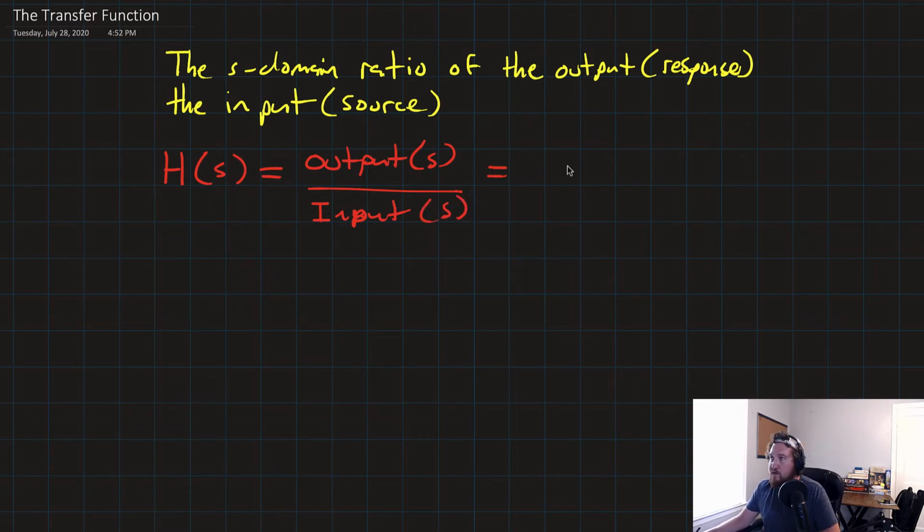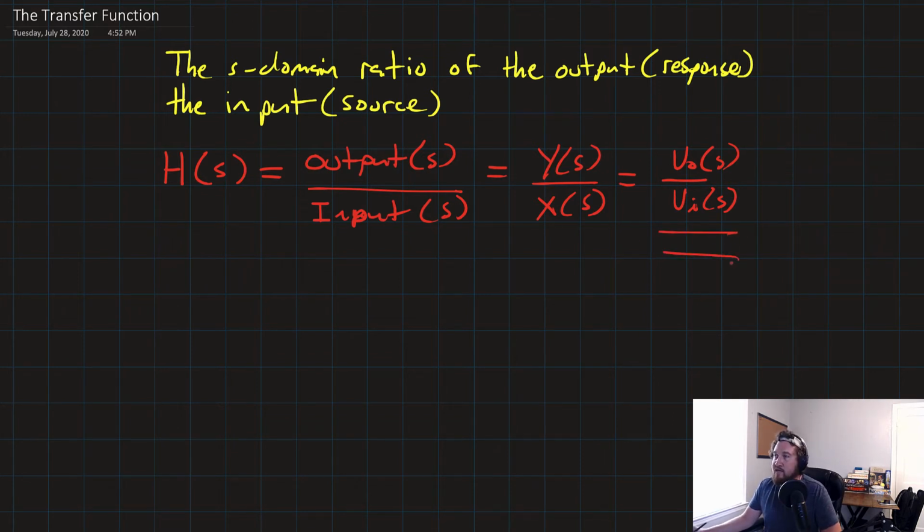And often we just say Y of S over X of S, but a lot of times too you'll see voltage output, especially when we're talking about our filter circuits. It's going to be voltage out as a function of S over voltage in as a function of S. So that's really all there is to it.